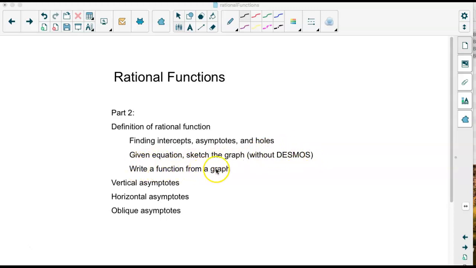We're going to be able to write a function from a graph, and we're going to discuss these asymptotes again, vertical and horizontal, and oblique, which is something new in this section. So this part of rational functions, we're going to be doing these items. So let's start off with a definition.